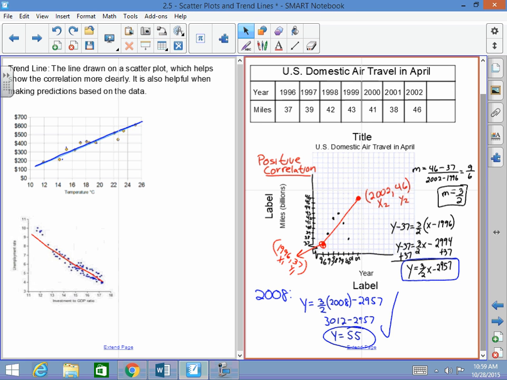What am I really looking for though? That you made the graph correctly, that you do the trend line in the right location, that you labeled the x and y axis, that you use your intervals correctly, that you found your slope correctly, that you use the point slope form correctly. That's what I'm really focusing on and looking at. Does that make sense, gentlemen?